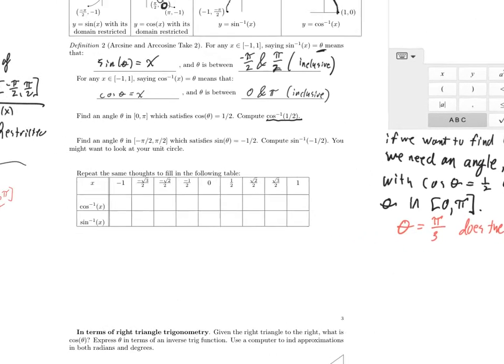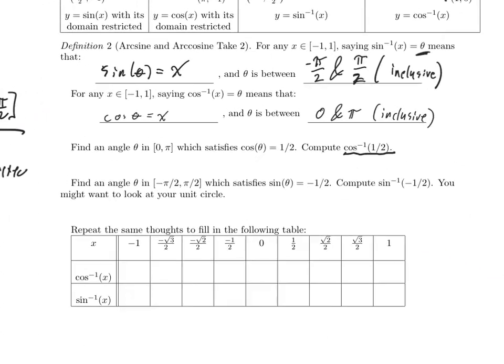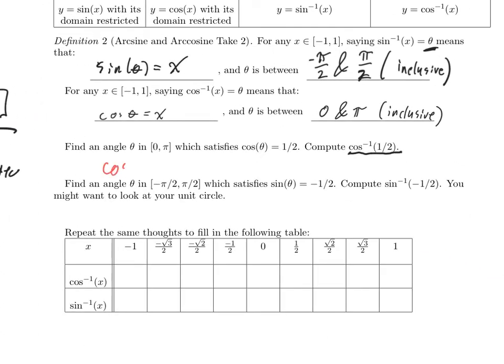So that tells me something. That tells me inverse cosine of 1/2 is pi over 3. And we can put that in now a lookup table. Inverse cosine of 1/2 is pi over 3.